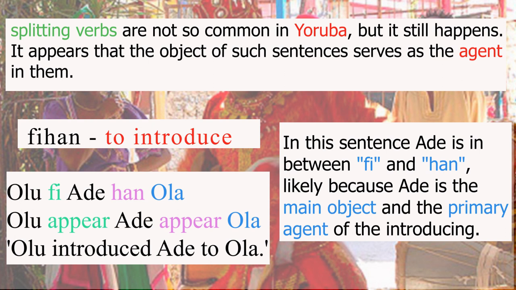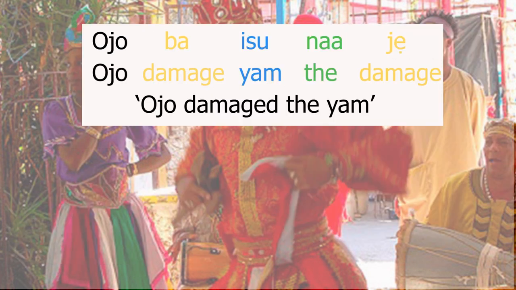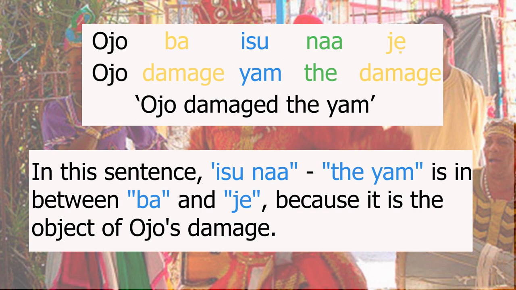Second example. Ojo ba isu je. Meaning Ojo destroyed the yam. Ba means to damage, and je is the other part. Isu na, the yam, is between ba and je, because it is the object of Ojo's damage.